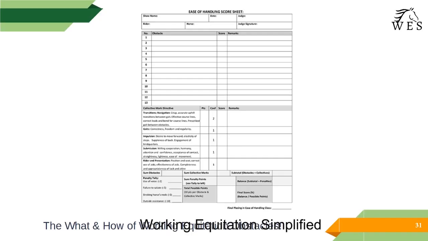As mentioned in the previous webinar, ease of handling is scored like dressage, with each obstacle scored out of 0 to 10. In addition, there are collective marks for general impression throughout the test. And as 5 is sufficient, when the rulebook refers to receiving a negative score, that means 4.5 or lower. Now, without further ado, let's have a look at the obstacles in alphabetical order.